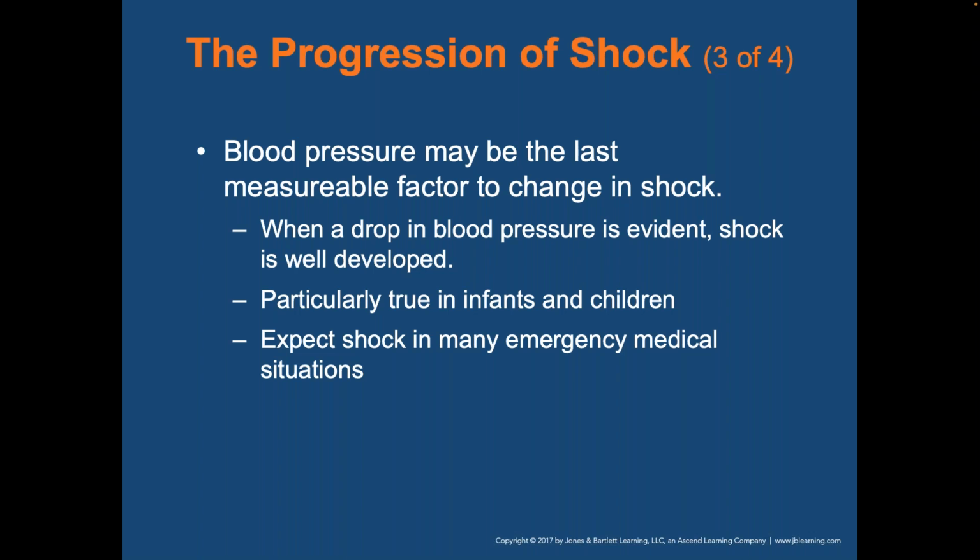So the progression of shock, blood pressure may be the last measurable factor to change in shock. So when a drop in blood pressure is evident, shock is well developed. You've got to pick up on your tachypnea, so your faster respiratory rate. You've got to pick up on the tachycardia, right? These are earlier signs. But if you start seeing blood pressure changes, okay, now we're starting to get into the decompensated phase, right?